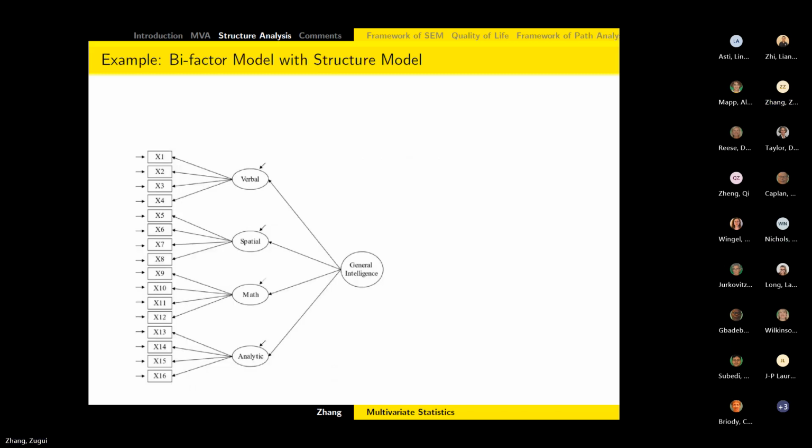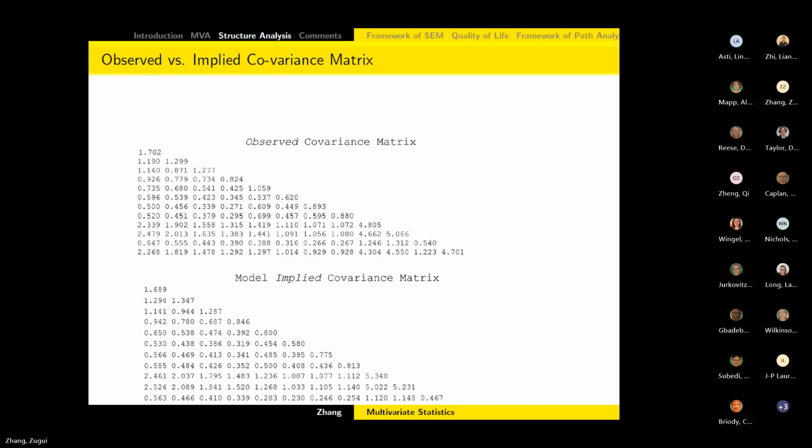And then we can specify by using different types. For example, if we would like to measure general intelligence, we can use 4 different factors like verbal capacity, spatial capacity, math capacity, and net capacity. Okay, so this is the basic way for us to conduct it.